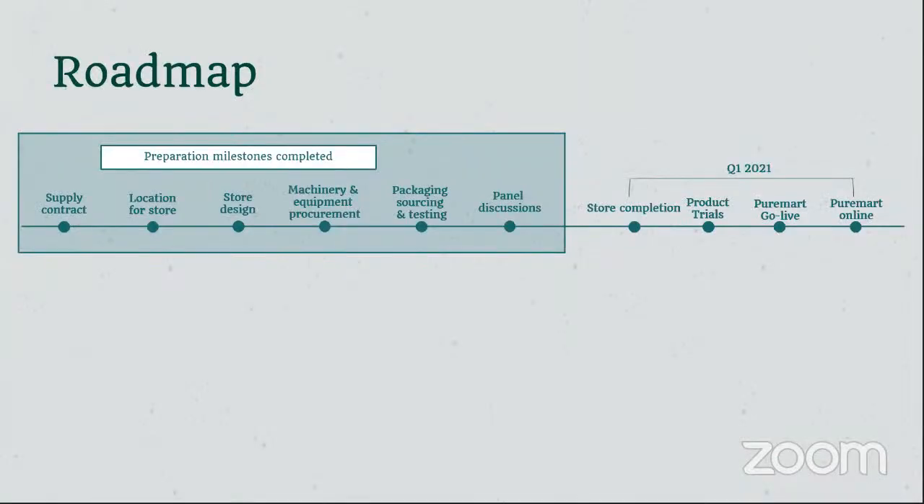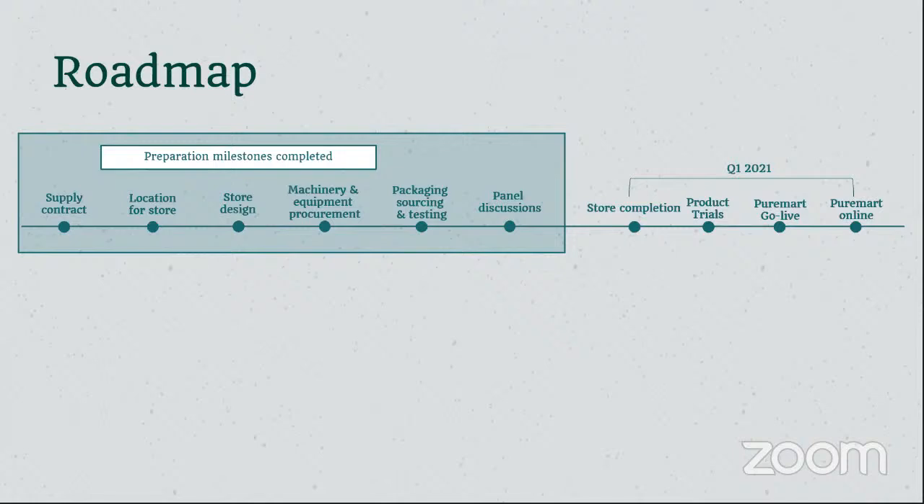So here's what our journey looks like so far. We've secured a strategic offtake agreement with an organic and hydroponic farm. We've secured a location for the store. We've completed the store design, completed our branding and identity design, secured our machinery, equipment, and packaging, and held panel discussions and focus groups to grasp what customers actually are looking for. Moving forward into 2021, we expect to complete our store and website and go live in the first quarter.